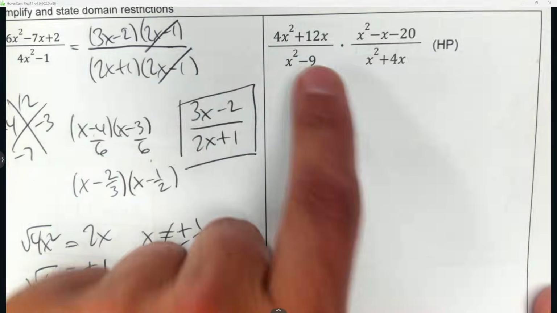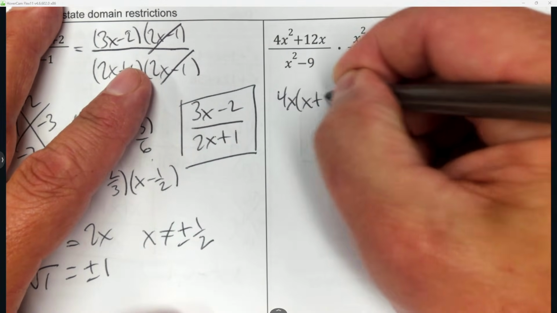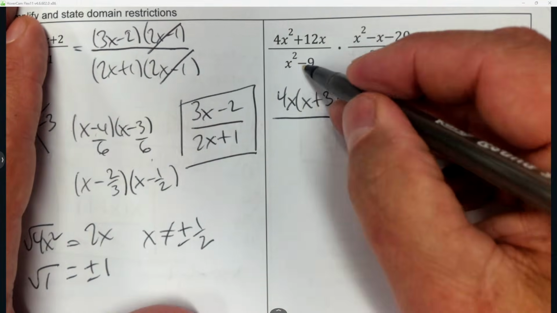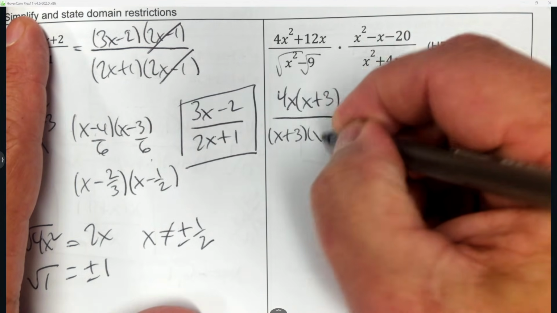All right, back again here, we're going to factor. So I'm going to factor out 4x. That leaves me with x plus 3. The denominator, I'm going to square root. That's x plus 3 and x minus 3.